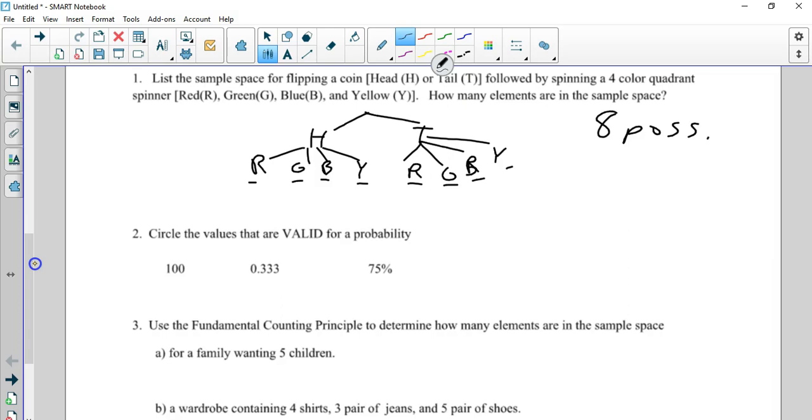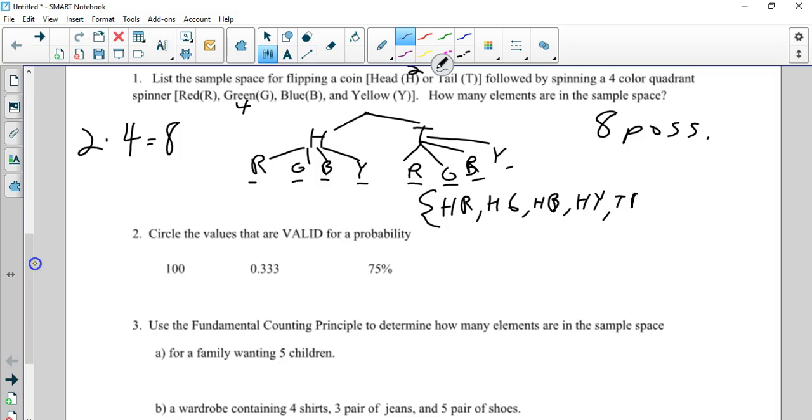But remember, another way to do that is there's 2 possibilities here, there's 4 here. You simply do the counting method. 2 times 4 is 8. Now it says, what are the elements? Oh, it does say, sorry, list the sample space. So you get heads red, heads green, heads blue, and heads yellow. Then you can get tail red, tail green, tail blue, tail yellow. And those are your possible choices, all 8 of them.